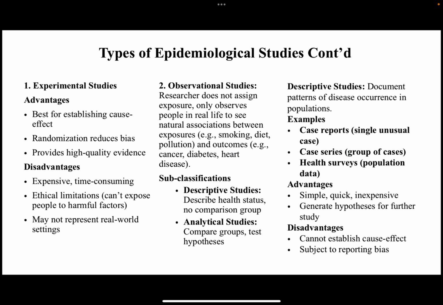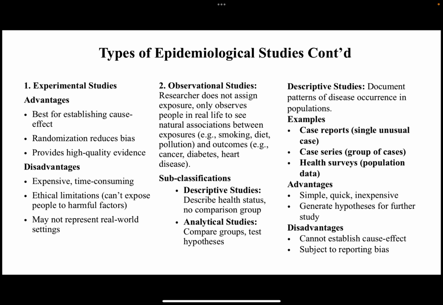Okay, so in summary, we have two main types of epidemiological studies. We have the observational or non-experimental studies, and then the experimental studies. Now, with the experimental studies, we have the randomized control trial and the non-randomized control trial, or the quasi, or the community trial, or the field trial. Now, experimental studies are very important because what does it do? It is best for establishing cause and effect.